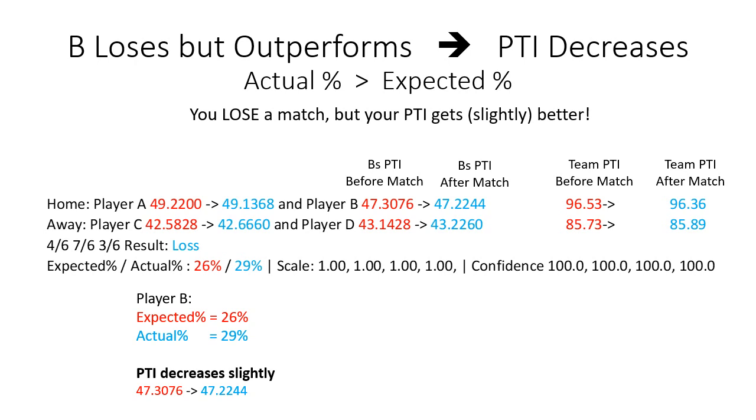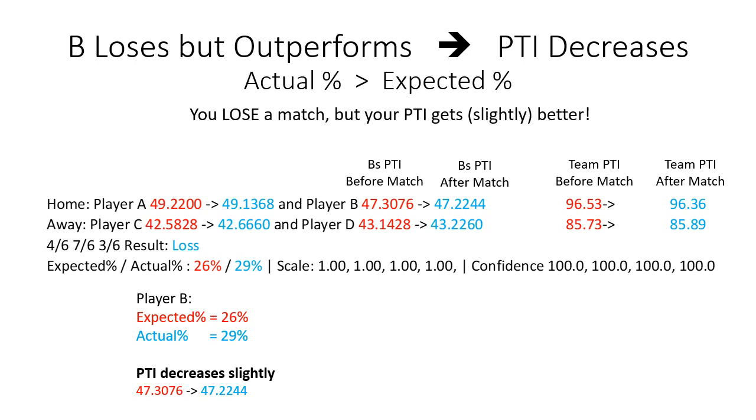A goes from 49.2200 to 49.1368, and B goes from 47.3076 to 47.2244. Conversely, the away team experiences a slight increase or gets worse in their PTI.